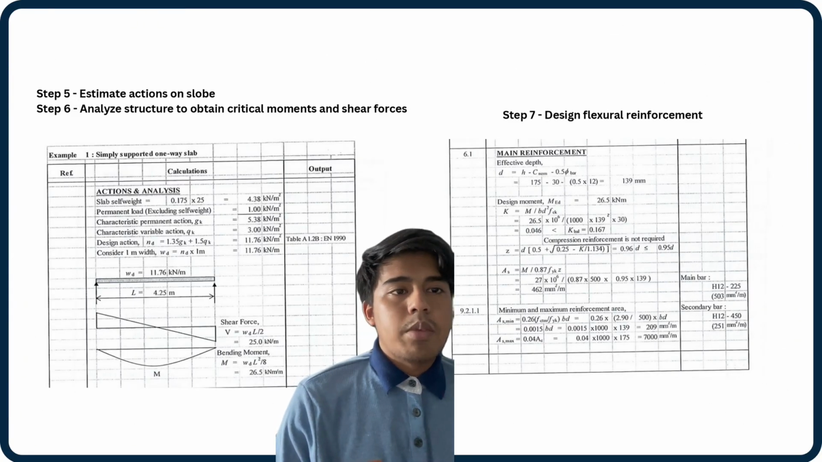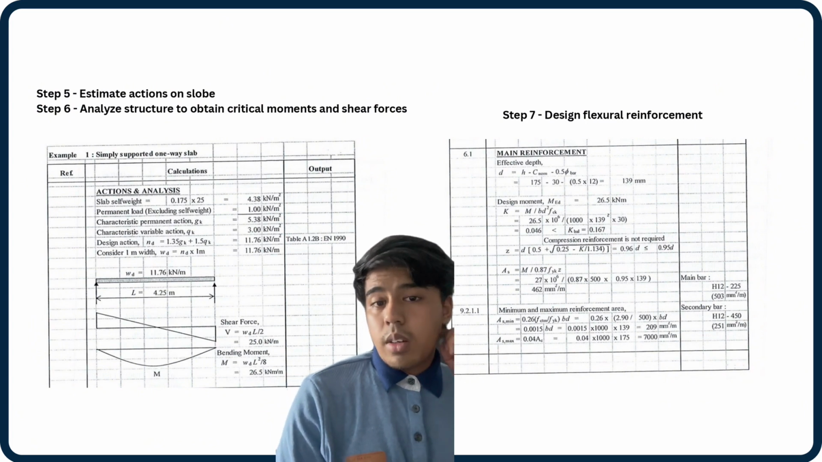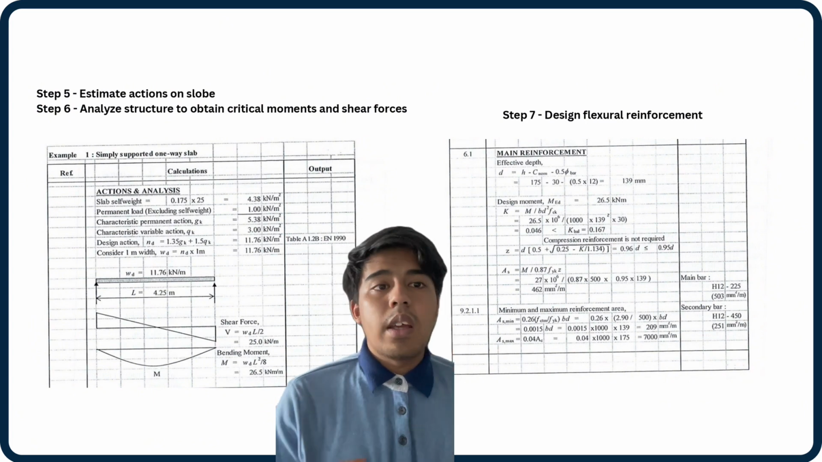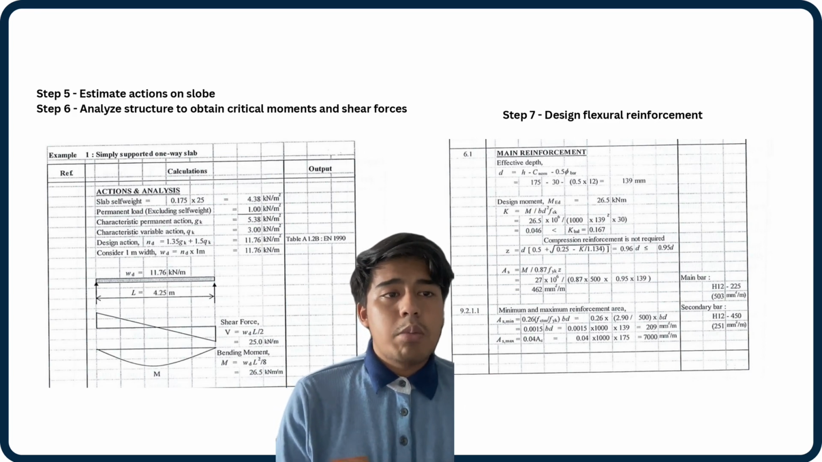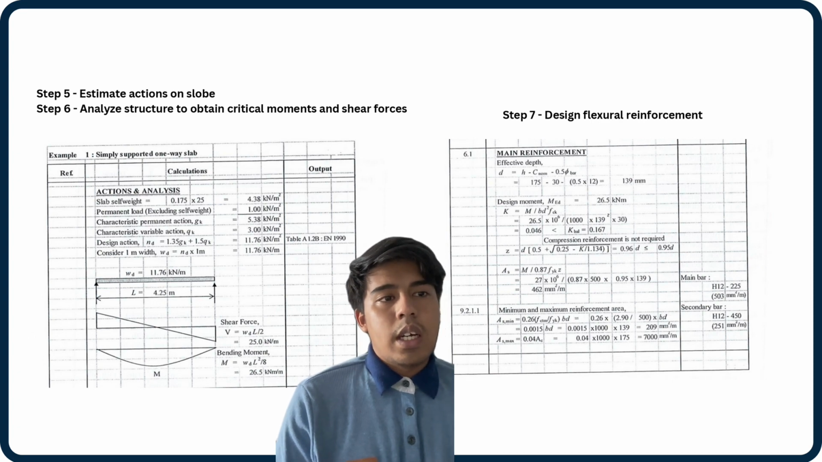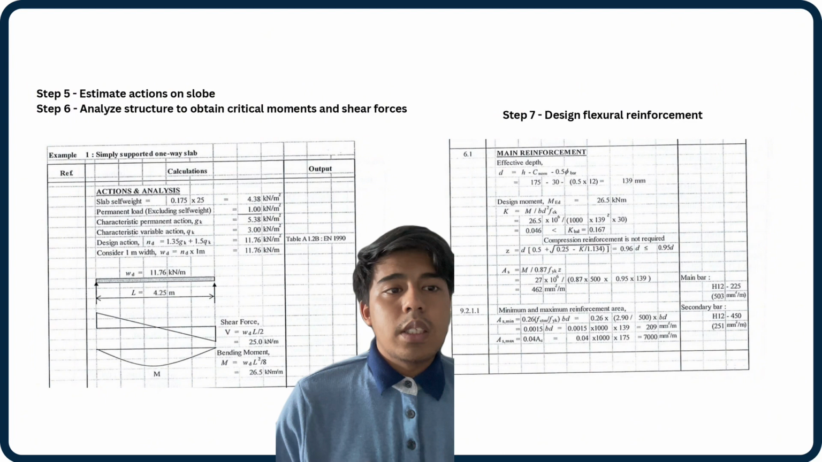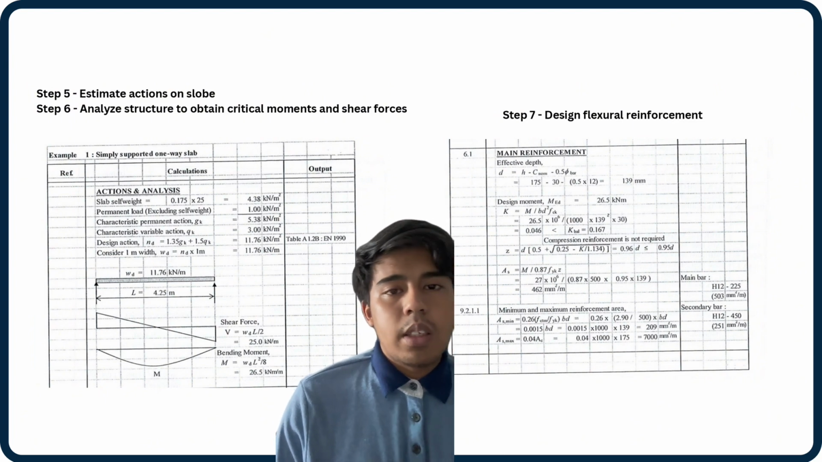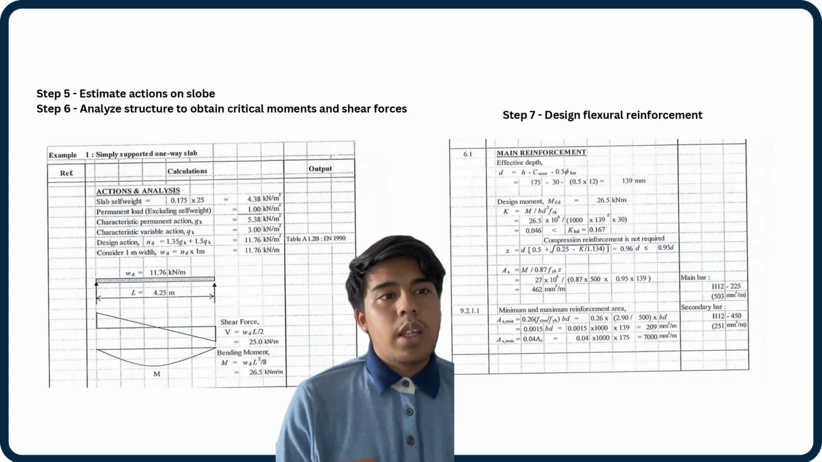Next is step 7, that is main reinforcement. Now we calculate the value of effective depth. D equals H minus C nominal minus 0.5 diameter bar. So we get the answer 139 mm. After that, the design moment MED that we calculated before is 26.5 kilonewton meter.